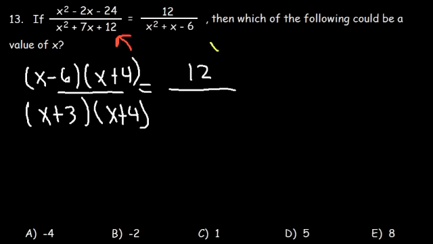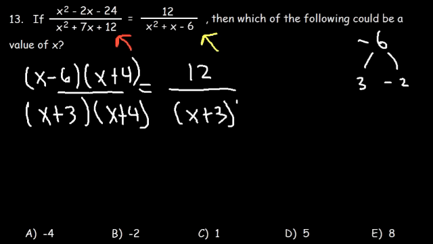So now we need to factor x squared plus x minus 6. What two numbers multiply to negative 6 but add to positive 1? This is 3 and negative 2. So this is going to be x plus 3 times x minus 2.